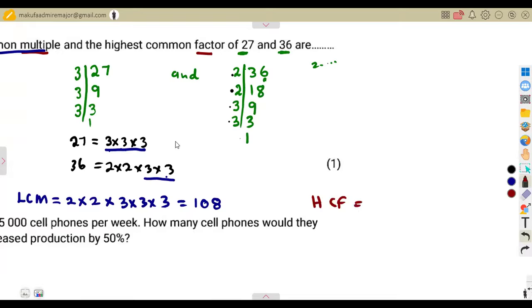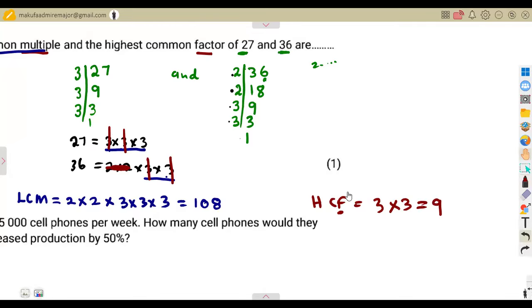The HCF, the highest common factor, remember, it must be common. A factor must be common to both numbers. So 2 is not common, meaning we cannot take this part of 2. We move on to 3. We have a 3 here and a 3 here, so it is going to be 3. There's a 3 here and a 3 here, so it is going to be 3 times 3. And what is 3 times 3? That's a 9.